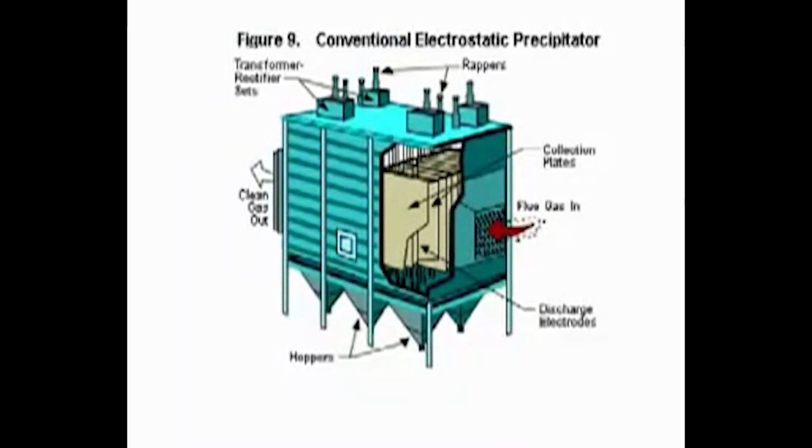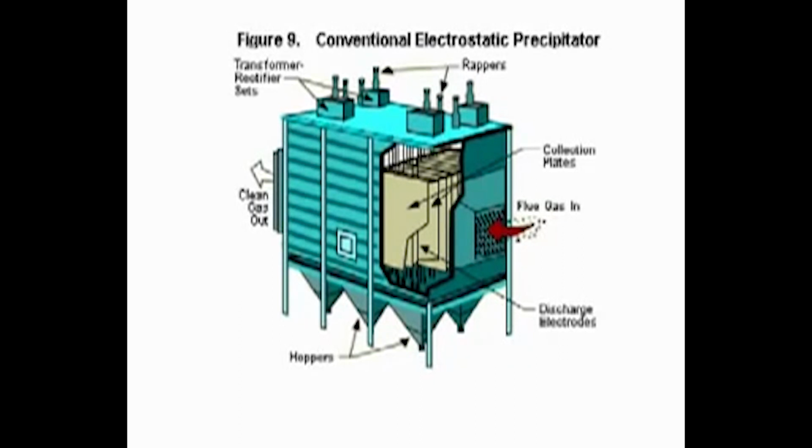Okay, so here you see, the color is different here than in the previous picture. So the flue gas comes in from here, and you see here the plates. This is one field, and there is one hopper, and what you see here are the rappers that will hit the plate to make the dust fall, and then you have the transformers and rectifiers to supply the order of 40 kV voltage to your electrodes. So this is how it looks like.